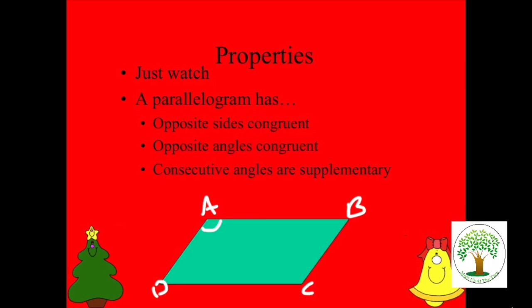D? D could be. What other one could be consecutive? B. The one right next to it. C is not a consecutive angle. C is an opposite angle.